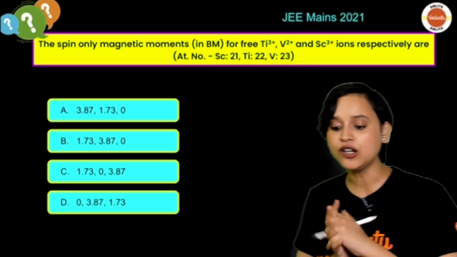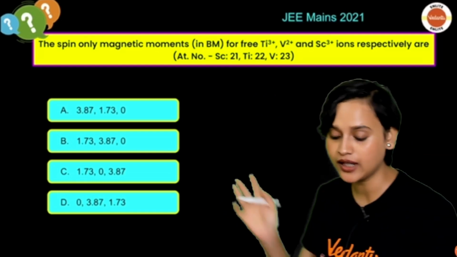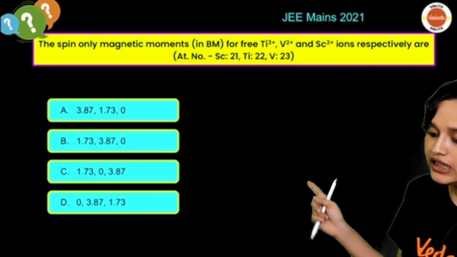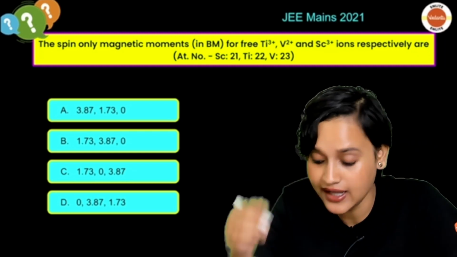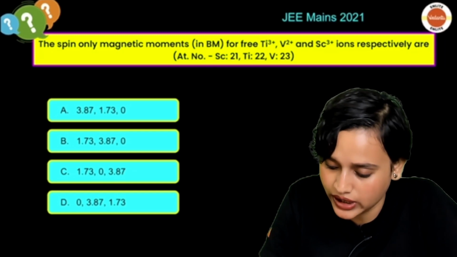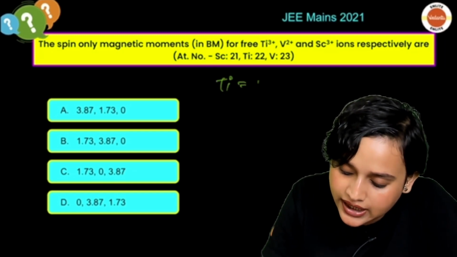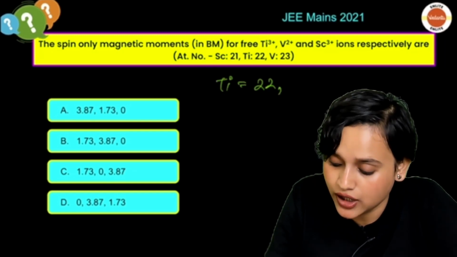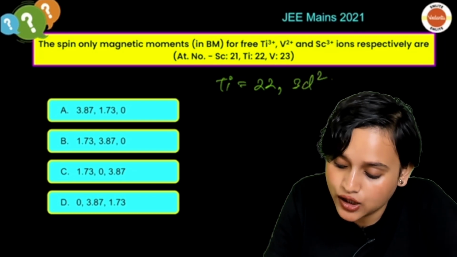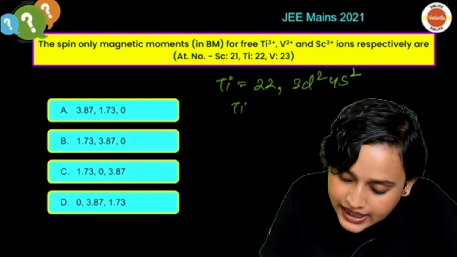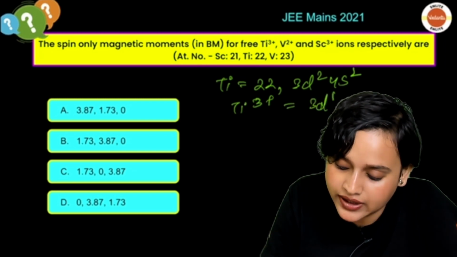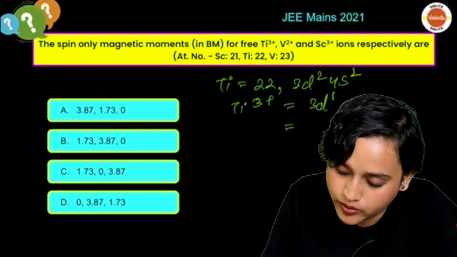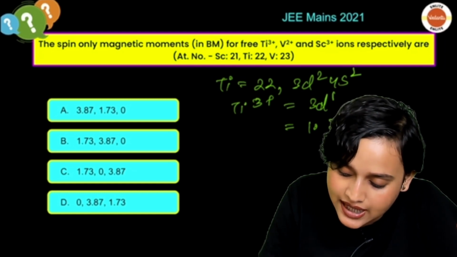The spin only magnetic moment in Bohr magneton for free Ti3+, V2+ and Sc3+ ions respectively are, hey guys, I have just told you. Ti3+, titanium. Check it out. Titanium has an atomic number of 22, which means 3d2 4s2, and Ti3+ means that it will have 3d1. If it is 3d1, then the calculated Bohr magneton will be 1.73 or something.